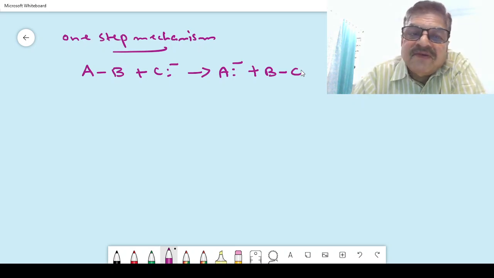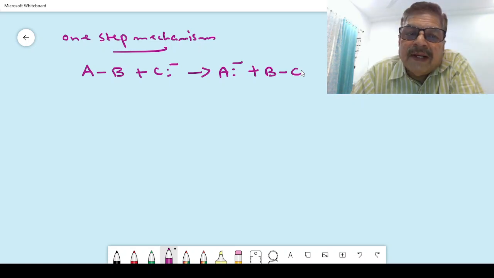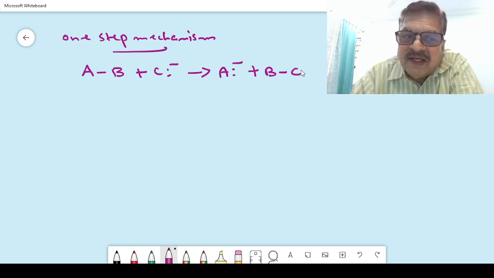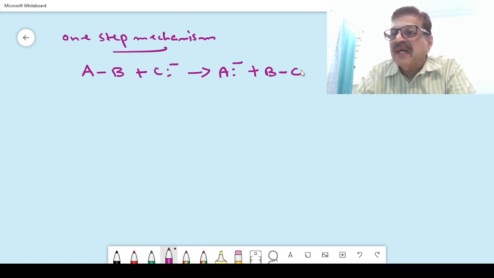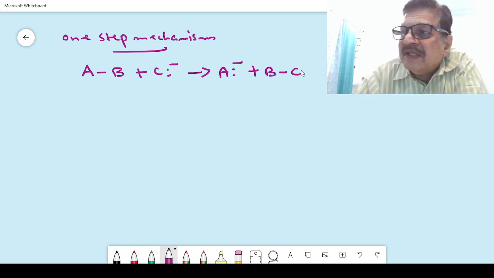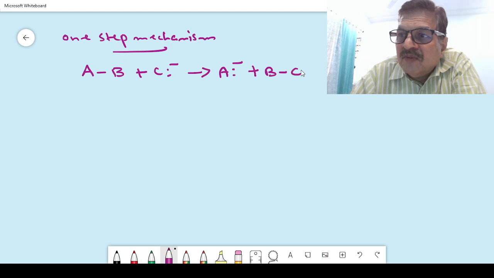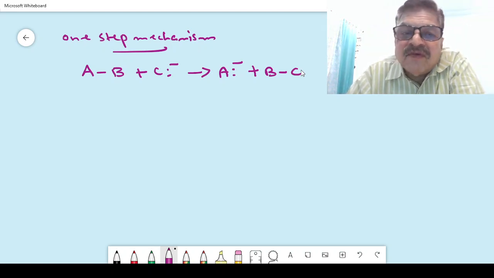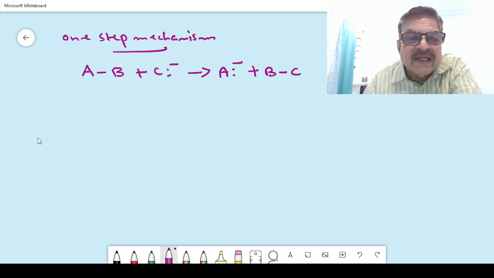In the transition state, we have seen, so both the reactants are involved here. In the transition state, we have seen that the AB bond is partially broken, and the BC bond is partially formed here. In a one-step mechanism, we have seen both reactants appear in the transition state here. Now both reactants are involved in the one-step mechanism. Therefore, both reactants determine the rate here.